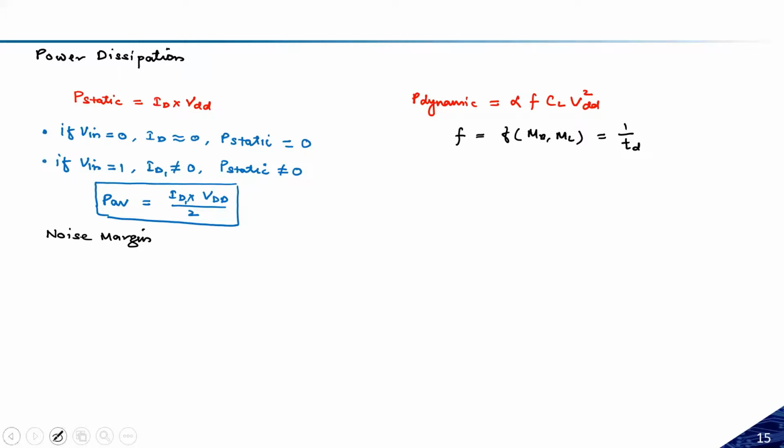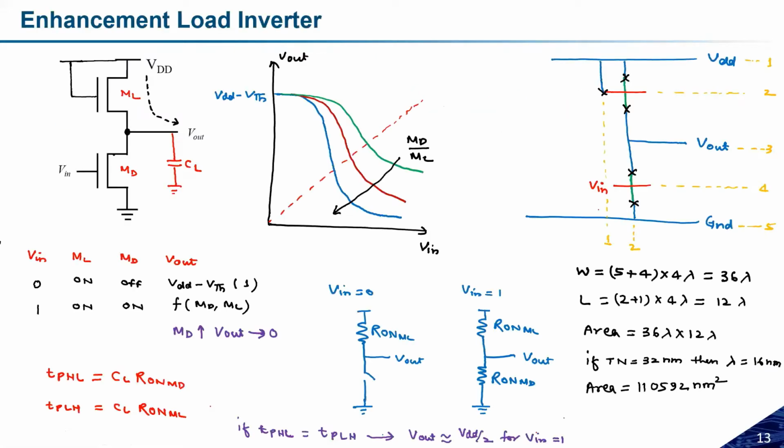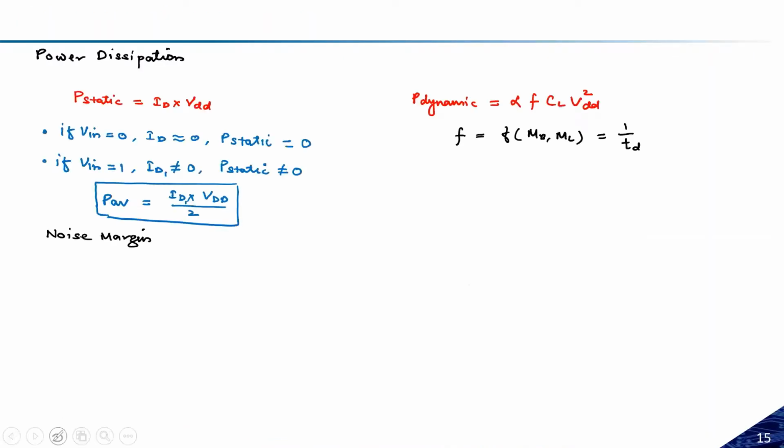I have already told you, the sizes of MD and ML decide the noise margin. If both are equal, in that case, the minimum voltage that can be achieved is up to VDD by 2 only, not more than that. But if I keep on increasing the size of the lower transistor, which is the driver one, that is MD, the noise margin can be increased. So let us try to relate all those things in a single figure.